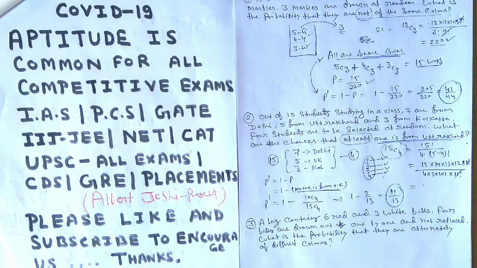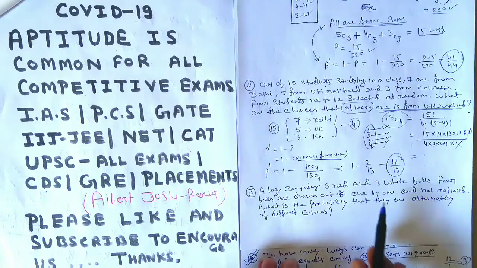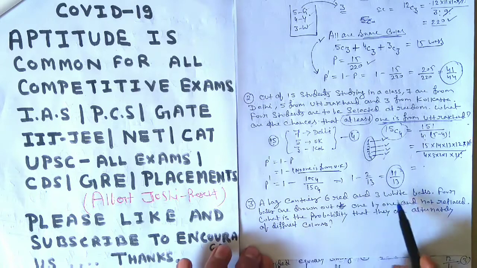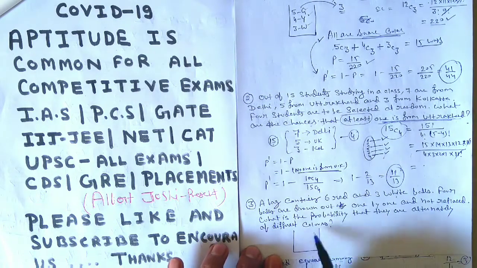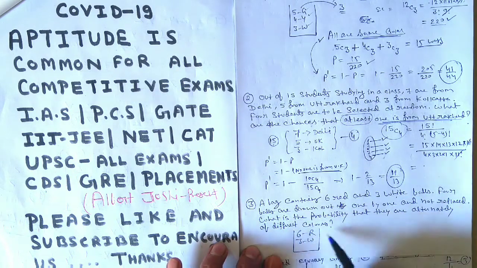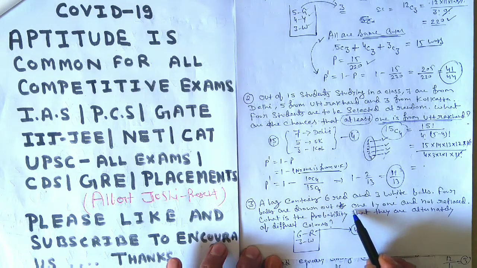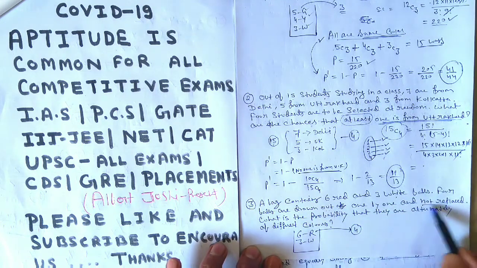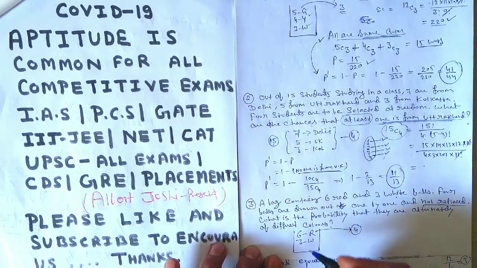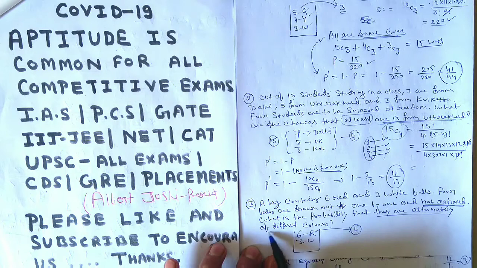Okay, now question number 3. Question number 3: a bag contains 6 red, 3 white balls. You have one bag. You have to select 4 balls. 4 balls are drawn out one by one, not replaced. You draw one ball, then after that you will not put the ball back. What is the probability that they are alternately different colors?